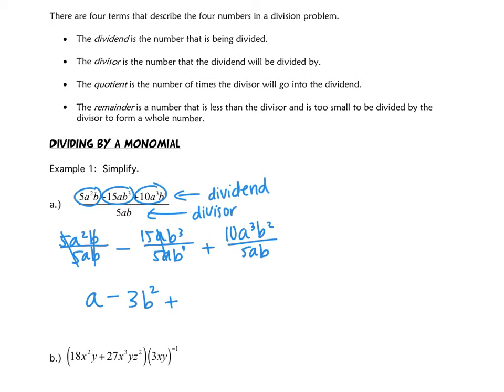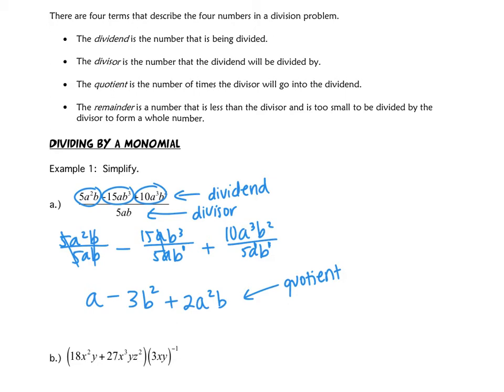And then the last term, 10 divided by 5 is 2. A cubed divided by a, that a in the denominator has a 1. So 3 subtract 1 will give us a squared. And then b squared divided by b, again this is b to the first. Subtract those exponents and you get b to the first again. Now, I can write that one or I don't have to, doesn't really matter. And that's my answer. This answer that I got is called the quotient. There's no remainder in this case. Everything was divided by 5ab, so no remainder. You're only going to have a remainder when you have terms that can't be divided by 5ab.